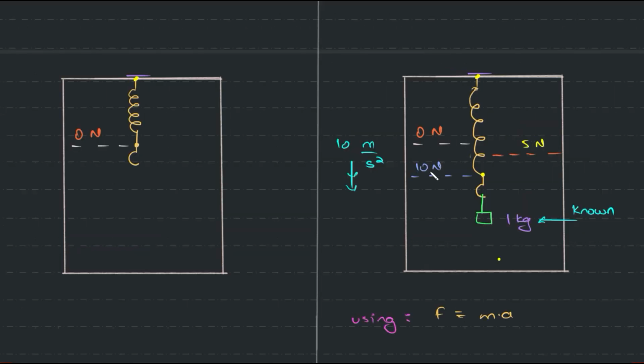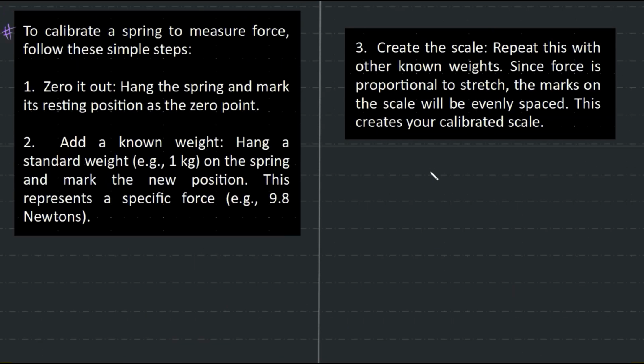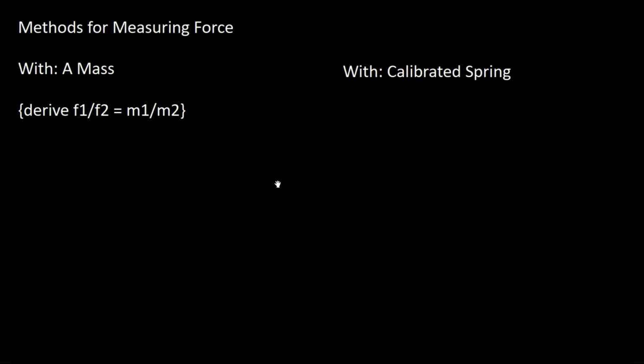So where is it? Here. This is how you create the scale. Repeat this with other known weights. Since force is proportional to stretch, the marks on the scale will be evenly spaced. This creates your calibrated scale. So that is your funda of how you can make your own measuring device. So this is how you can measure the force.